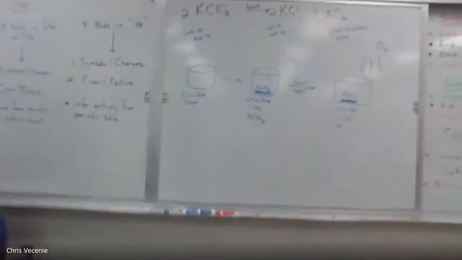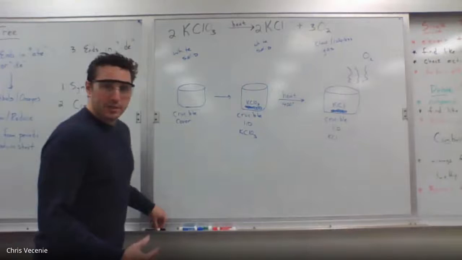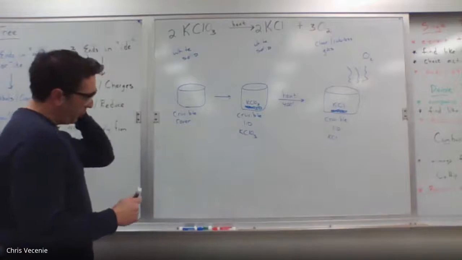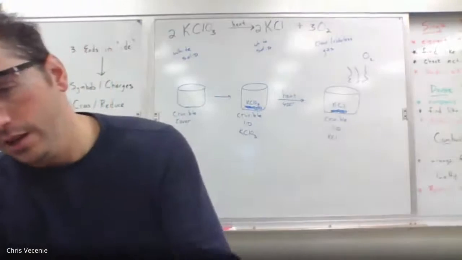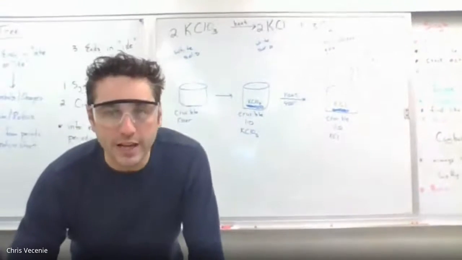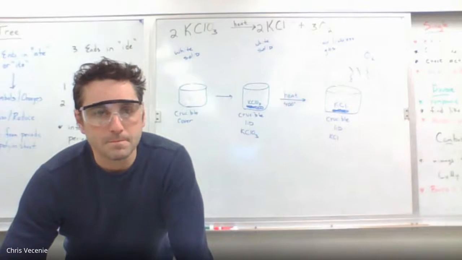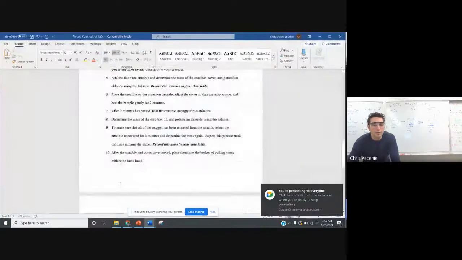I'm going to walk you guys through some of these calculations that you see. All right, so take you back up front. We have some numbers from what we've done. We now know the crucible and the cover, and we know the crucible, the lid, and the KClO3. We got those. All right, so if I head back to our data table, right, we have those numbers right there.